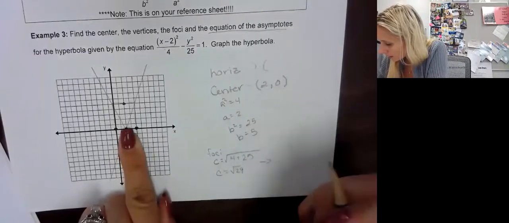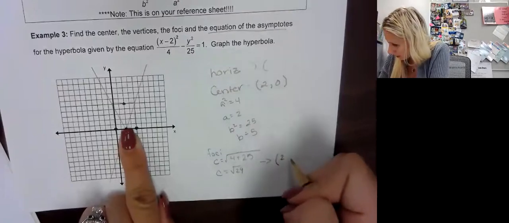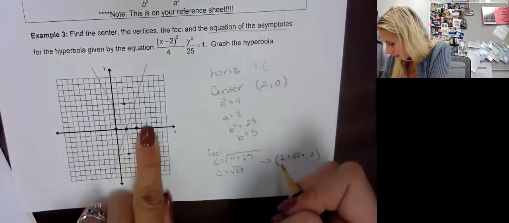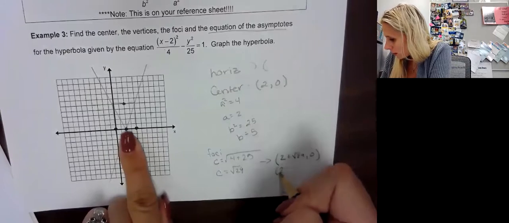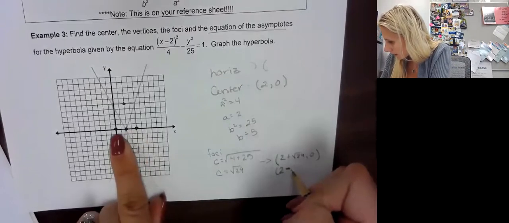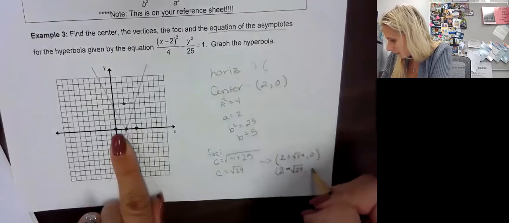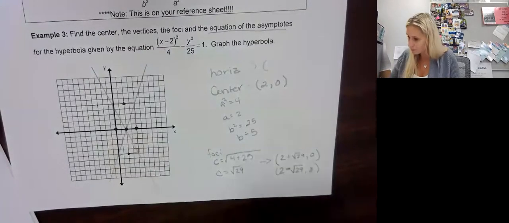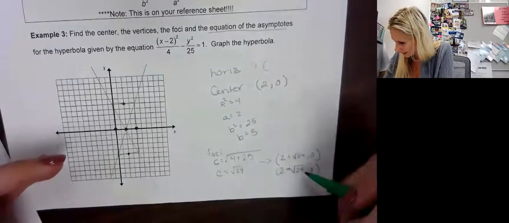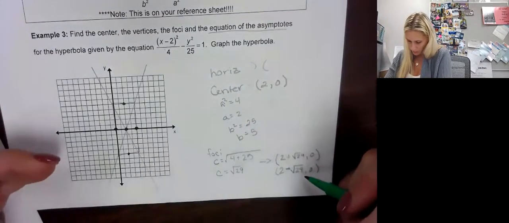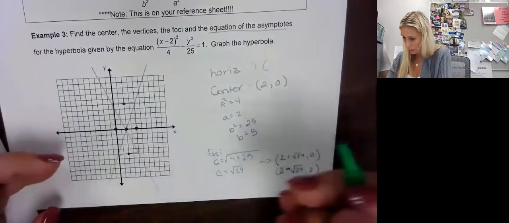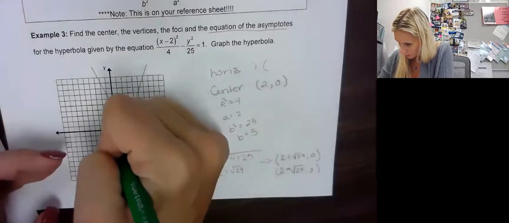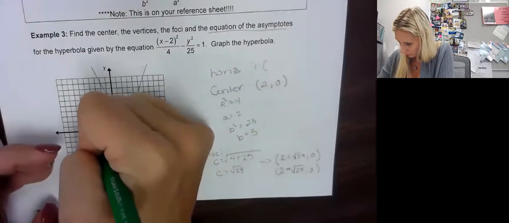That means the focus is 2 plus the square root of 29, comma 0. And that would be the one on the side. So the other side would be 2 minus the square root of 29, 0. Okay, remember, because it's from the center. So a little bit, let's see, what is that, 5? A little bit more than 5, so 1, 2, 3, 4, 5, and a little bit more.